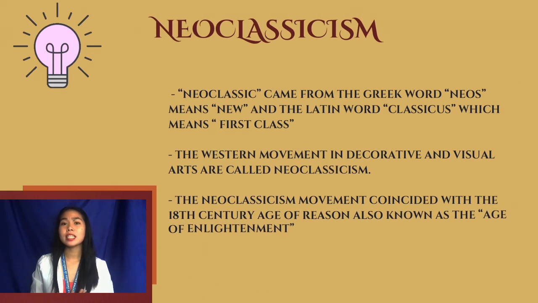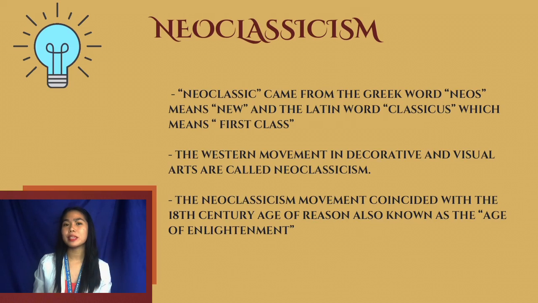So the Neoclassicism movement coincided with the 18th century Age of Reason, also known as the Age of Enlightenment. So the art style in this period was brought about by the renewed interest in Greek and Roman classics. So neoclassical art pieces such as paintings, sculpture, and architecture generally portrayed Roman history, which elevated the Roman heroes.